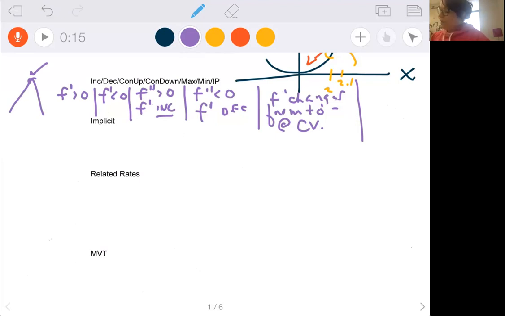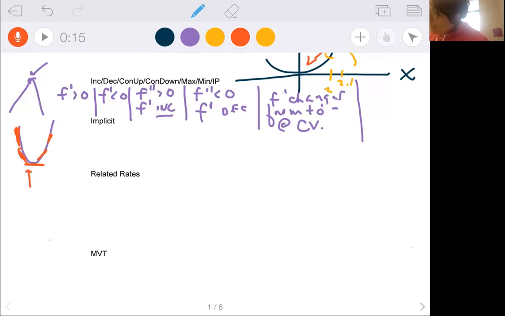So f prime changes from negative to positive. Remember why? If f prime changes from negative to positive, f went from decreasing to increasing. Because remember, derivatives are slopes. f prime right here is negative, the slope's negative. f prime right here is negative. Then f prime is 0, critical value, and then went positive. So we would have f prime changing from negative to positive at a critical value.